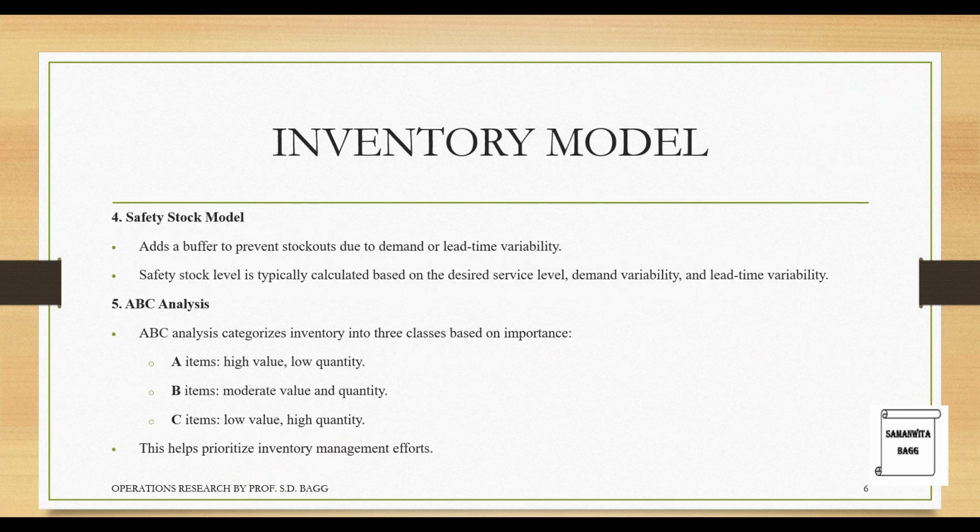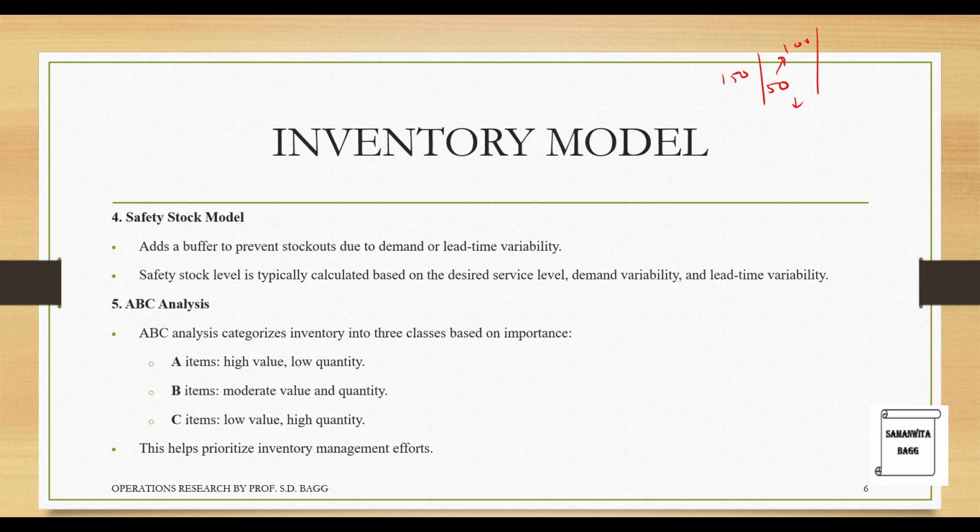The fourth one is safety stock model. Adds a buffer to prevent stockouts due to demand or lead time variability. So here what is done is there is a buffer added. Buffer means you suddenly add some material into the inventory. Like suppose I was running at 50. So from 150 when I went to 50, there is a buffer of say 100 added over here, and then you go ahead, you make an order over here, but you also add a buffer.